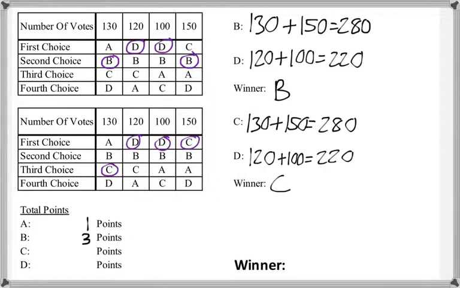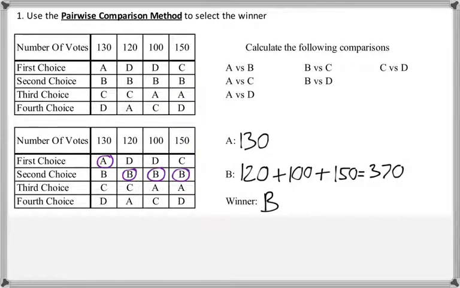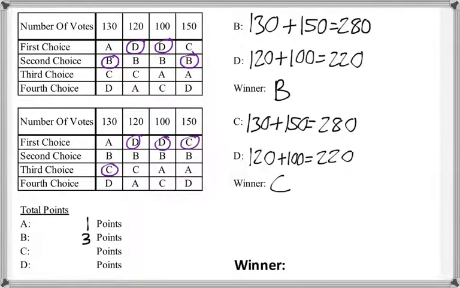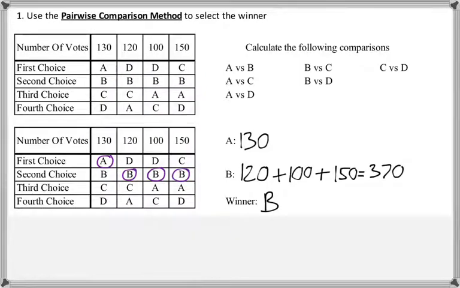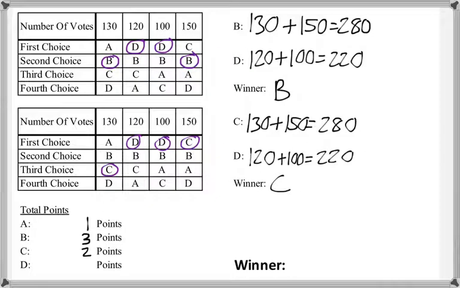C won 2 matchups, so C gets 2 points. And lastly, D didn't win any matchups, so D gets 0 points. So Bob is the winner.